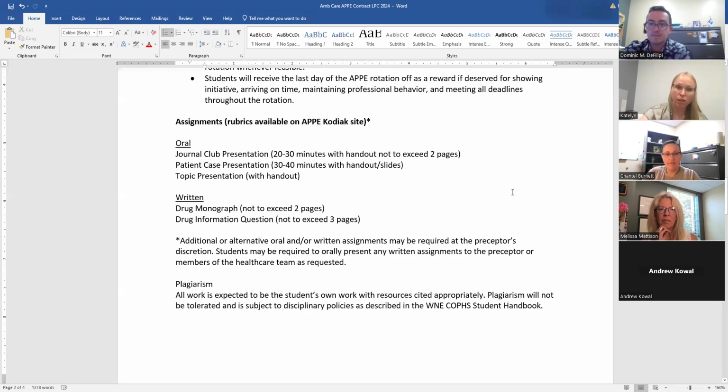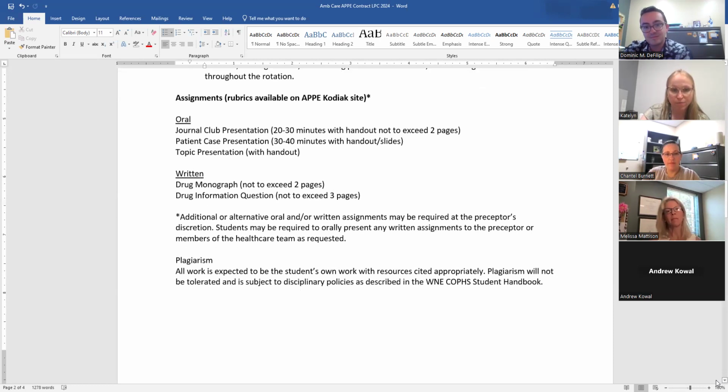And I'll show you later, when I show you my Kodiak page, I have all the rubrics uploaded there. And then I also have at least 2 examples of each of these assignments from former students. So they can, again, see what I expect and they can better meet my expectations with these assignments.